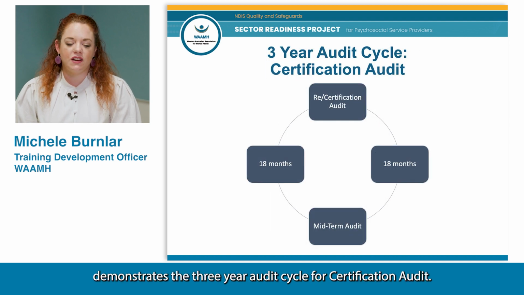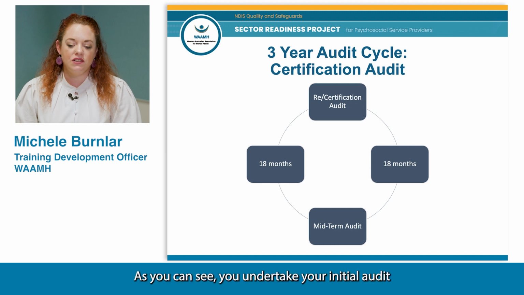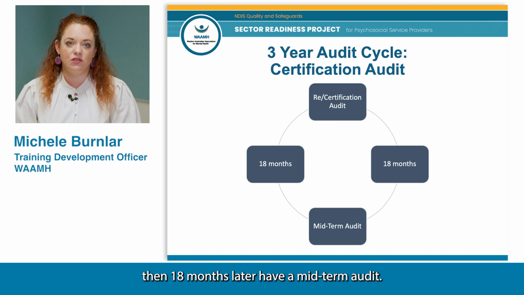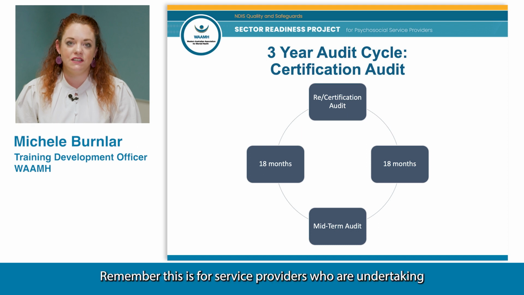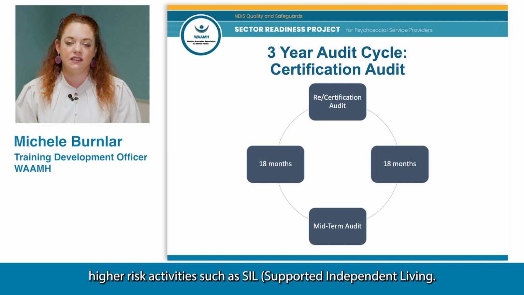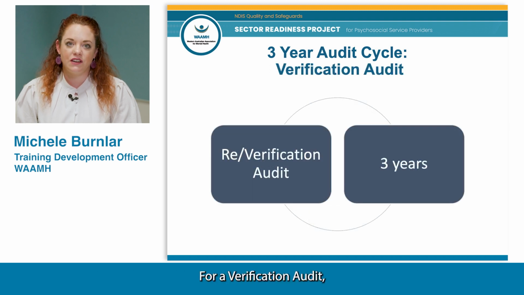This image demonstrates the 3-year audit cycle for certification audit. As you can see, you undertake your initial audit, then 18 months later have a mid-term audit. 18 months after that, you have a recertification audit. Remember, this is for service providers who are undertaking higher risk activities such as SIL, supported independent living. For a verification audit, an audit undertaken for low risk activities, there is a single audit every 3 years, no midterm.